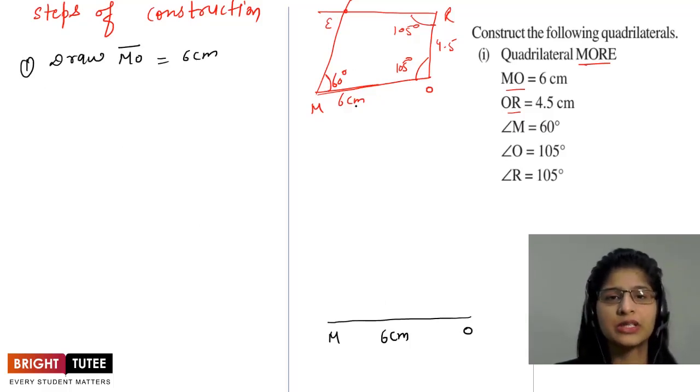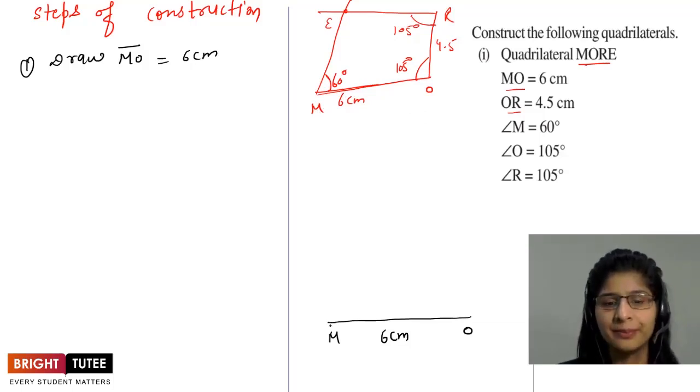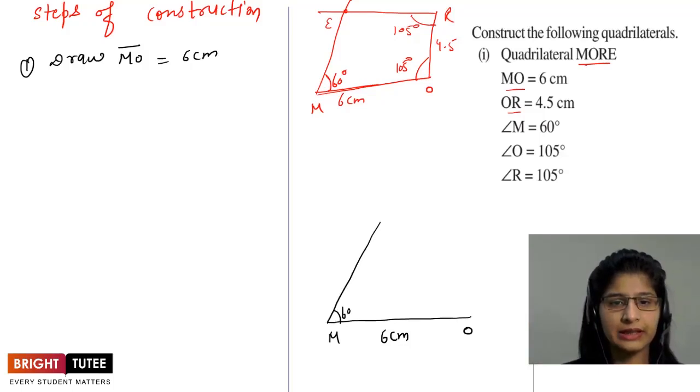Clear? Now students, we have the angle for M as well as for O. So at M, you will draw an angle of 60 degrees. From the protractor you can do, from the compass also you can do. You're already familiar with 60 degree angles, right? So you will draw an angle of 60 degrees here. Okay, like this. And then at O we have 105 degrees, and you will make an angle of 105 degrees like this at this point. Clear? So this is one ray, this is another ray.